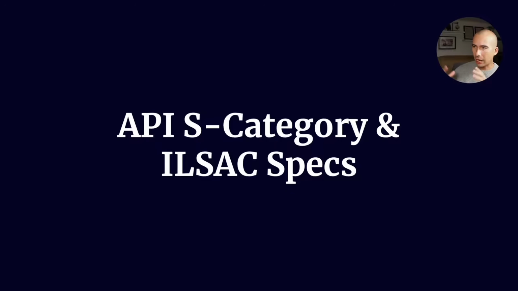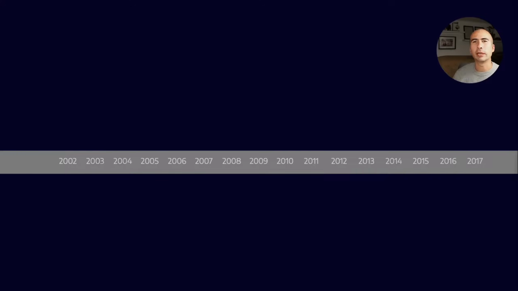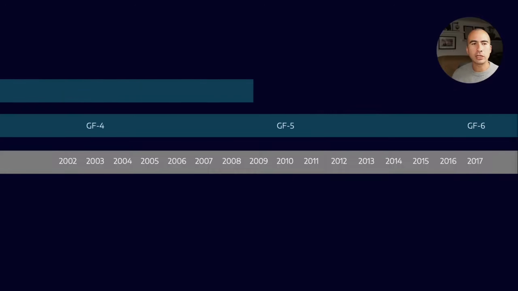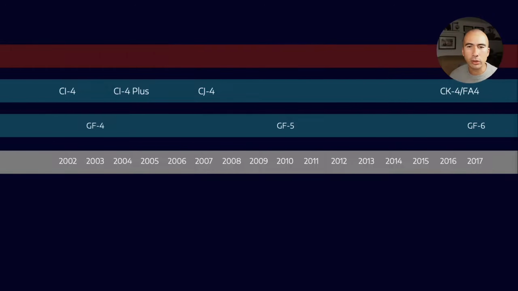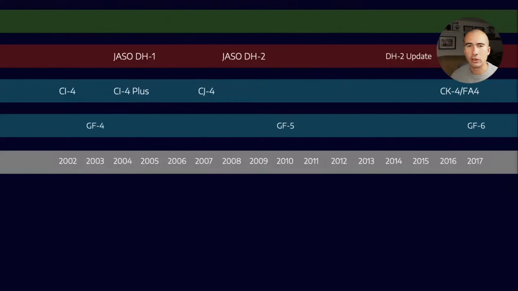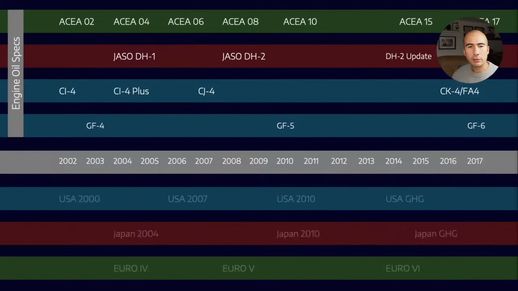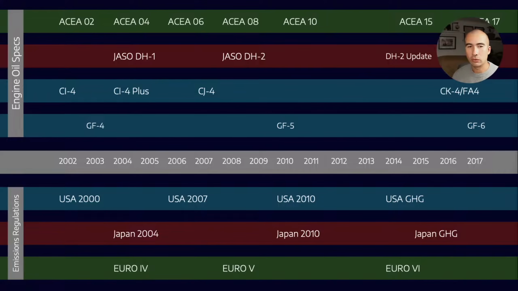They exist as part of our regulatory framework, let's call it. There are societal pressures, there are governmental pressures, there are all kinds of things which come to bear on these different categories. So to explain a little bit of context, if we put a timeline to everything going back to the early 2000s, what you'll see is that a lot of the different oil specifications kind of line up with each other. And one of the reasons for that is because they generally map onto emissions regulations. And so these go in lockstep.